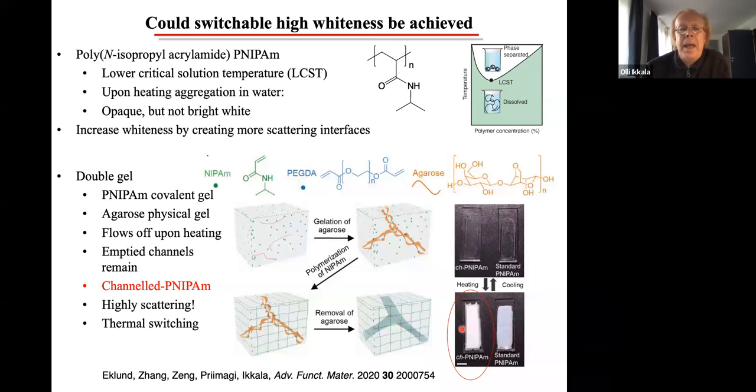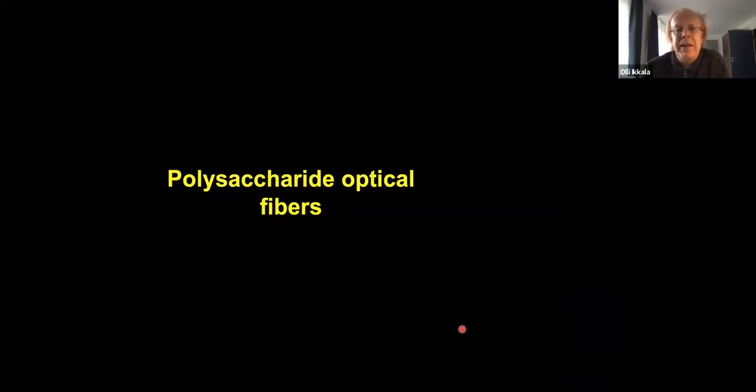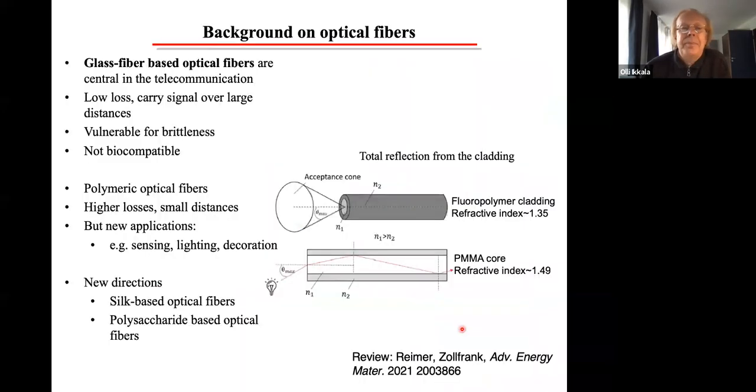And then I noticed that I skipped one slide, because I just want to show still three slides more, because I want to go now to optical fibers. So polysaccharide optical fibers could be extremely interesting.